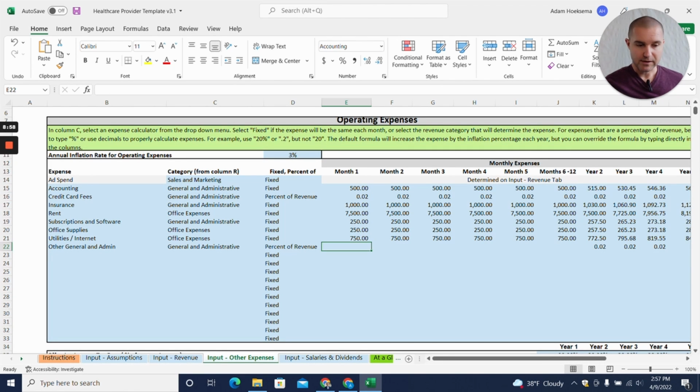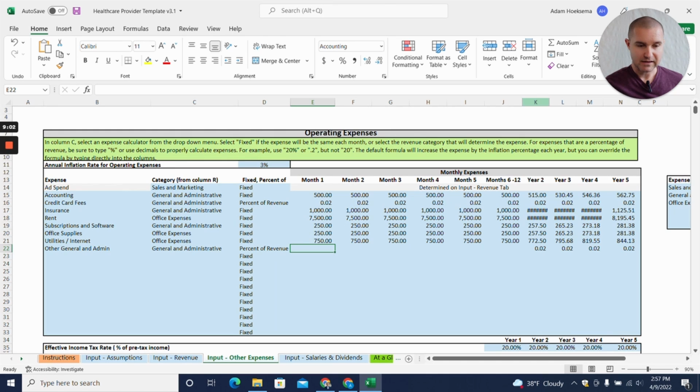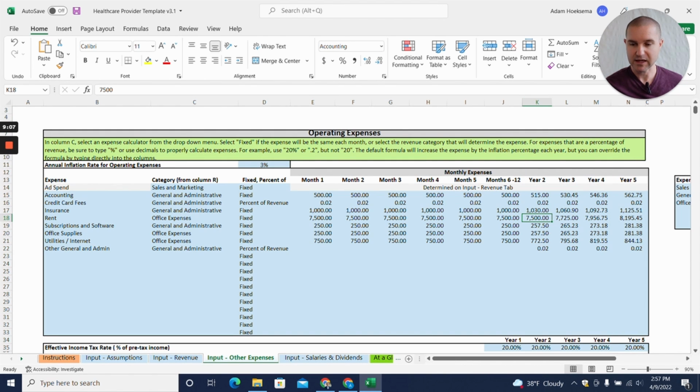Then jumping over to our input other expense tab, we can add in various expenses that we have, operating expenses like accounting and credit card fees.